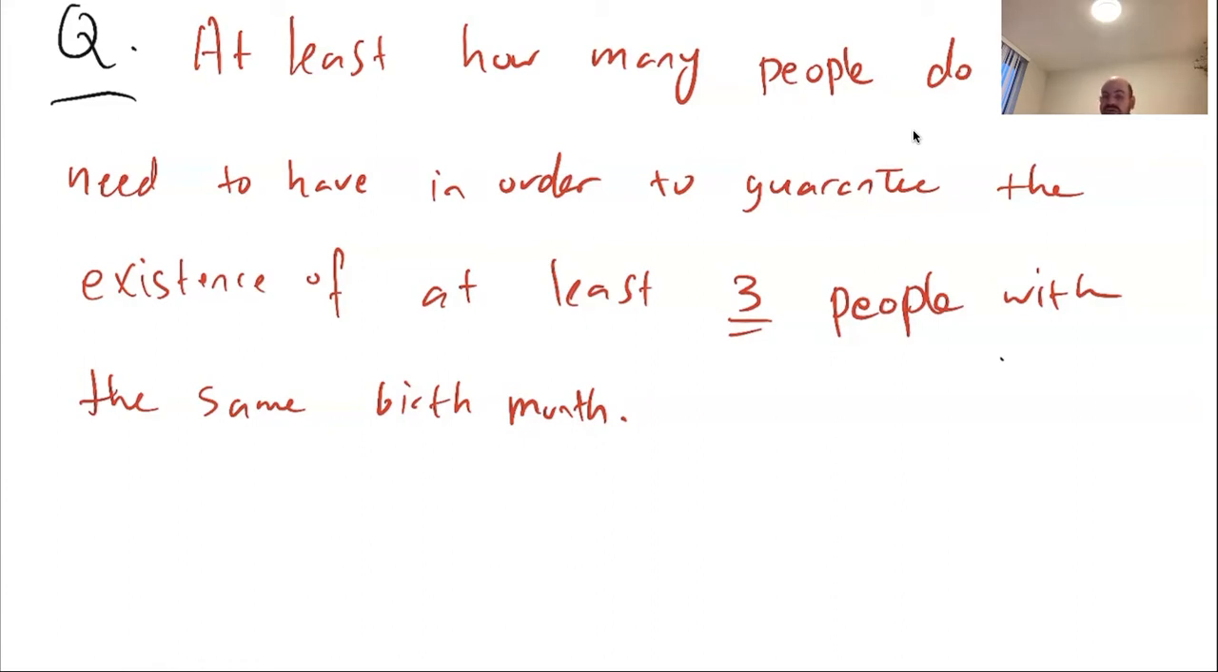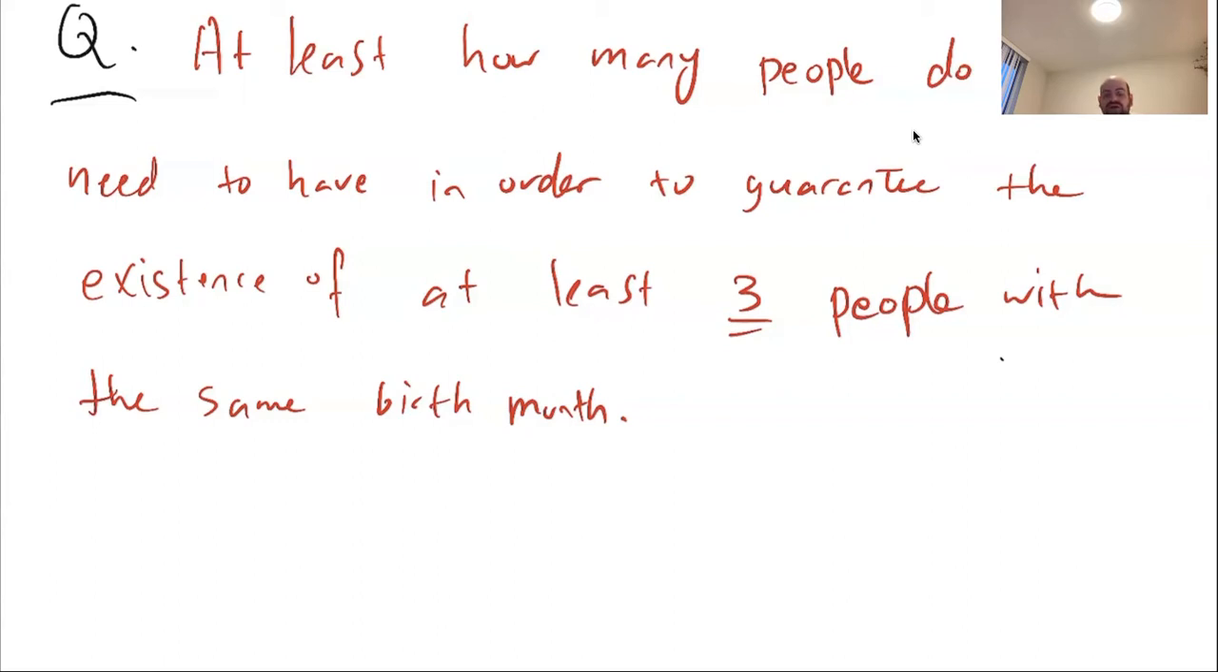Of course, even if I have 12 people, it's possible to have 2 people, or even 3 people with the same birth month. That's possible, but it's not about being possible. The question is about having a guarantee to have at least 2 people or at least 3 people with the same birth month. So it's very important, this word, that we need to have a guarantee. It's not about being possible, right?